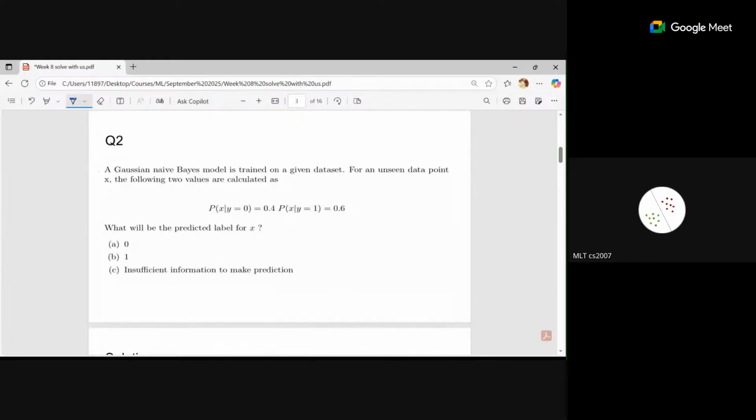Okay, so here the question says a Gaussian naive Bayes model is trained on a given data set. For an unseen data point x, the following two values are calculated: probability of x given y equal to 0 is 0.4, and probability of x given y equal to 1 is 0.6. Then what is going to be the predicted label for x?